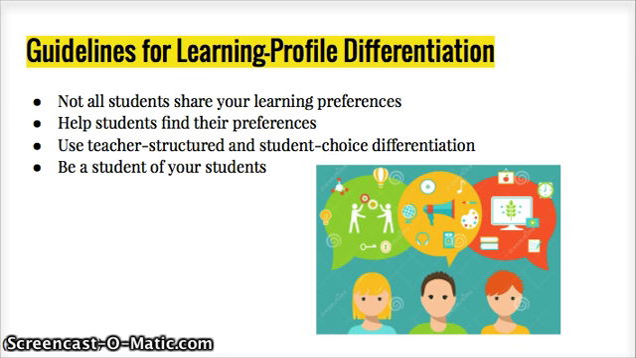Second, depending on how young your students are, they may or may not know the best way they learn, or even that there are different ways that each of them learns. We need to help our students find their preferences, not only for themselves to know, but so that we can help them use that preference to get the most out of their learning. Third, for each class there's a good balance between teacher-structured and student choice differentiation that you need to find. All students need some of both, and we need to know how much of it works for each class. And lastly, maybe most importantly for differentiation, we need to be a student of our students.